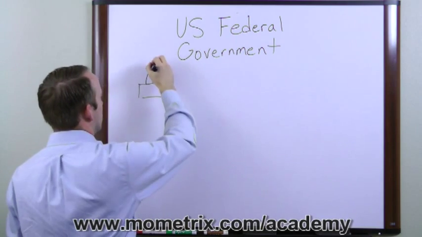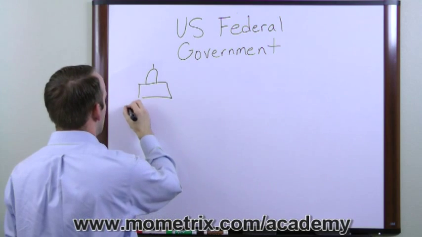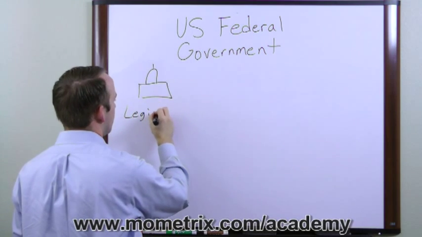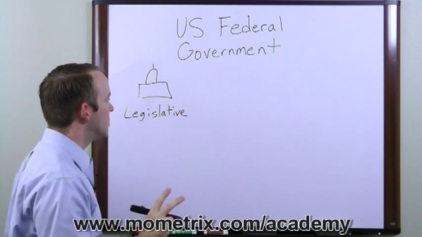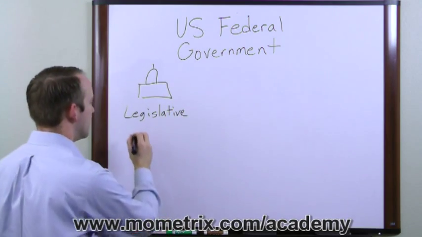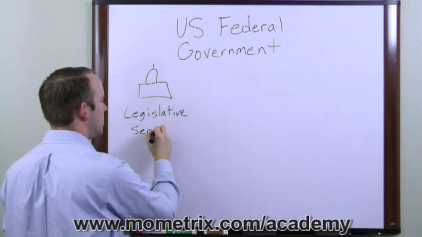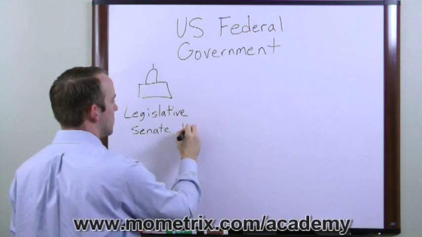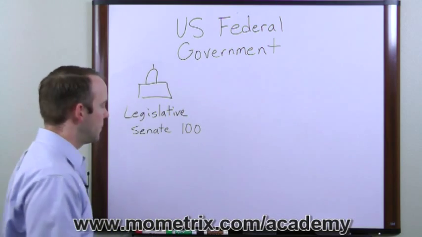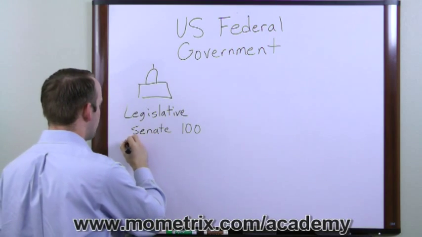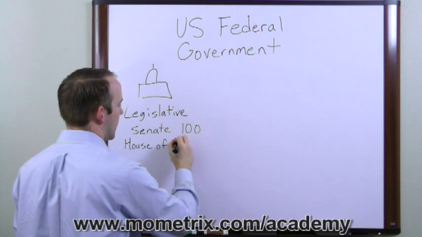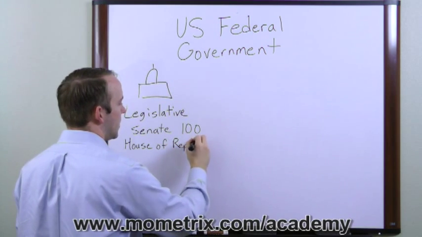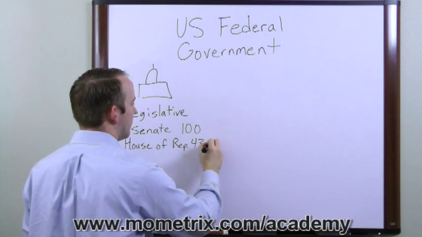serves in the U.S. Capitol building, and it's the legislative branch. Now, there are two parts to the legislative branch. There's the Senate, which is made up of 100 members, 2 from each state, and there's the House of Representatives. The House of Representatives is made up of 435 members.